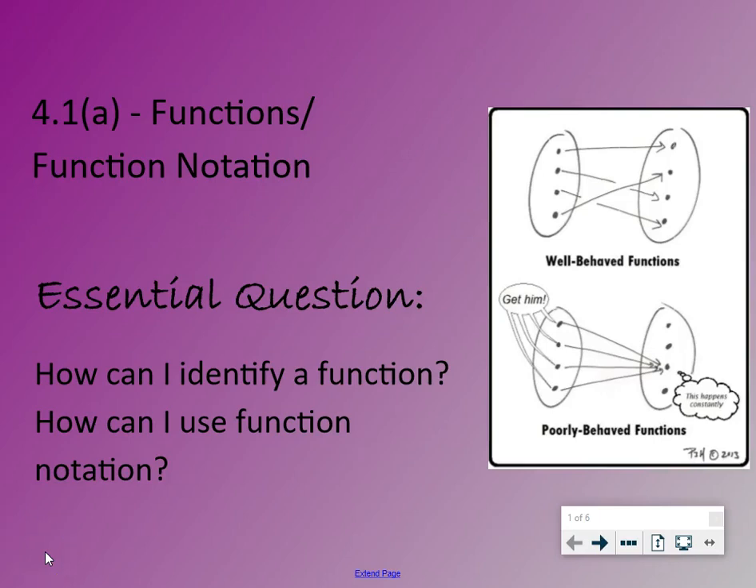Today our topic is function and function notation. So our essential question is, how can I identify a function and how can I use function notation?